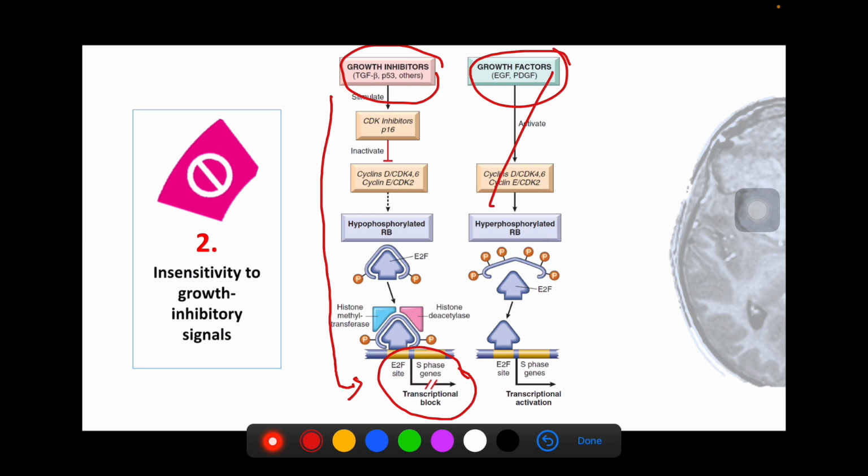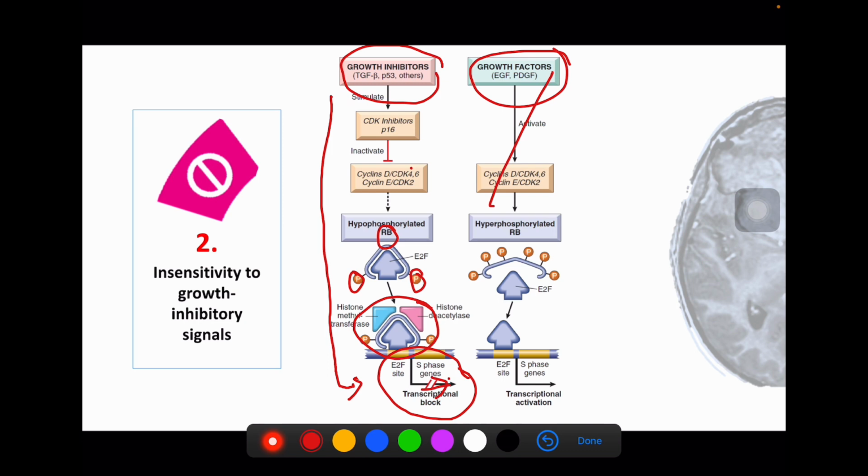Usually, there's a protein called RB protein. This RB protein will become inactivated, and this inactivated RB is hypophosphorylated. These are the phosphate subunits. When it becomes hypophosphorylated, it will form this particular complex, and this will cause a transcription block.